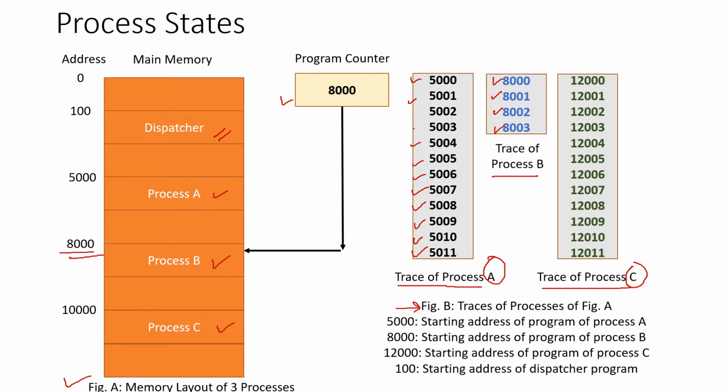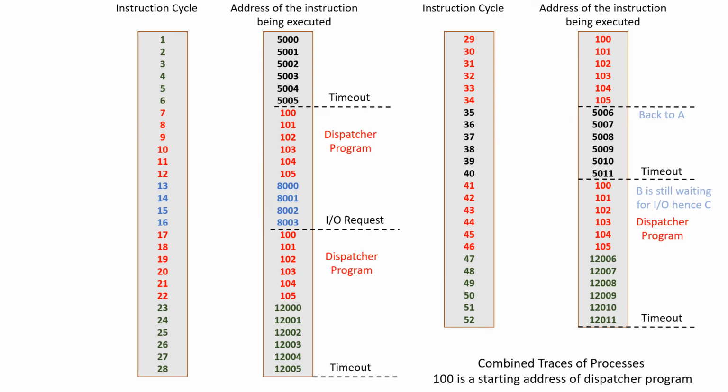And we assume that the fourth instruction of process B invokes an IO operation. Hence process B has to wait, because it wants an IO operation. So it will wait for the IO operation. The combined traces for processes A, B and C are shown in this figure.